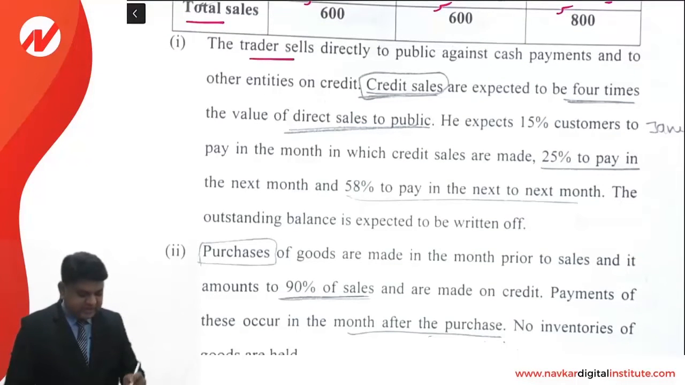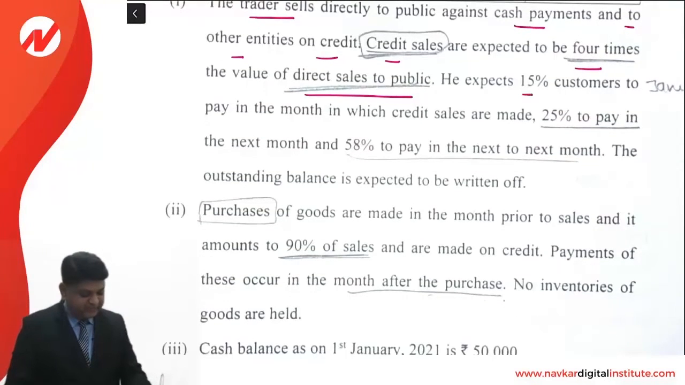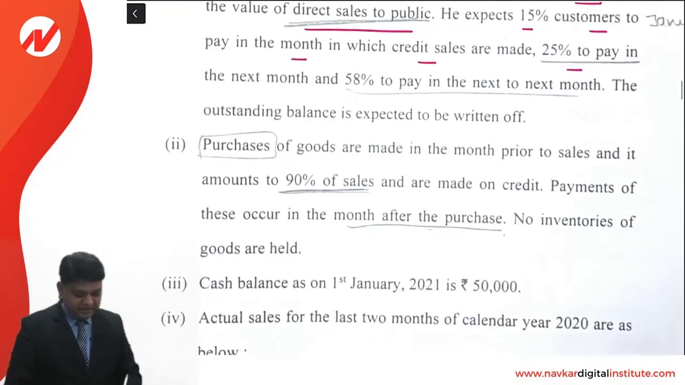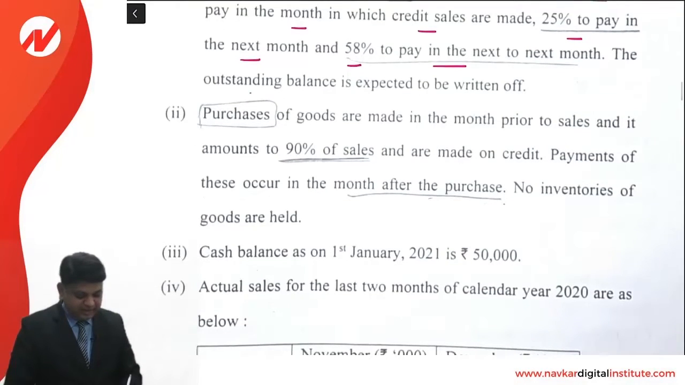The trader sells directly to public against cash payment and to other entities on credit. Credit sales are expected to be 4 times the value of the direct sales to the public. He expects 15% customers to pay in the month in which the credit sales are made, 25% to pay in the next month, and 58% to pay in the next to next month. The outstanding balance is expected to be written off.